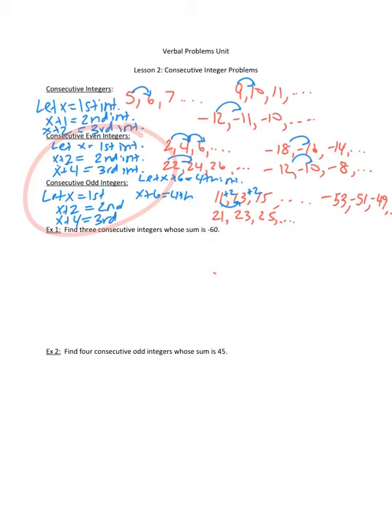Okay, so we'll look at some word problems. Look at example 1 right now. Find 3 consecutive integers whose sum is negative 60. I don't know what the integers are. I know that they're just consecutive. Okay, so we're looking at the first type of problem.